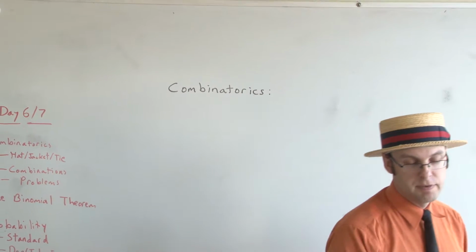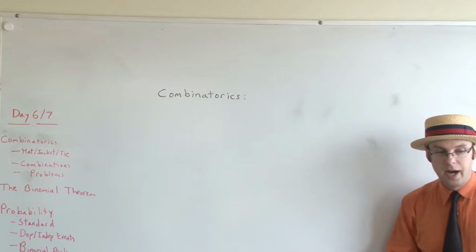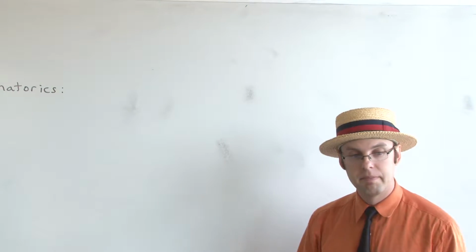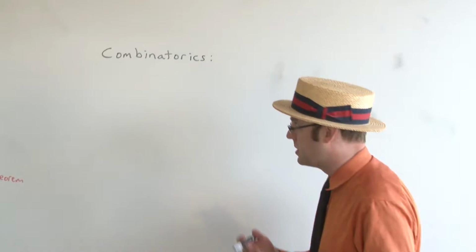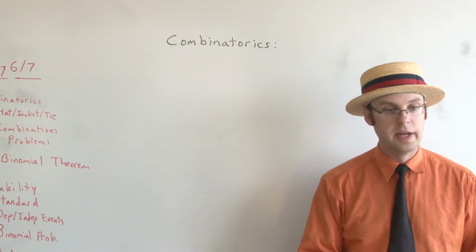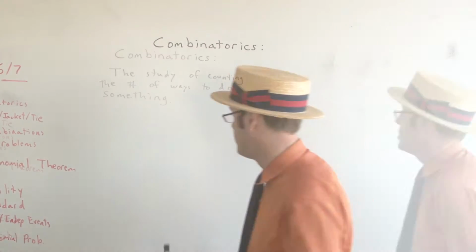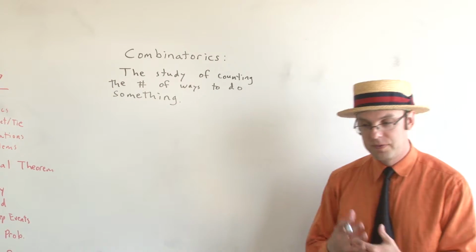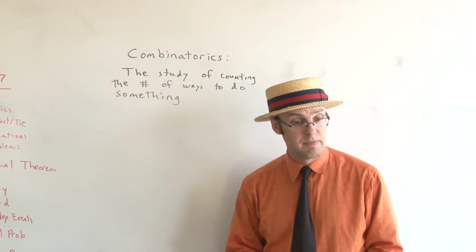Combinatorics is everybody's favorite 13-letter word for how many ways there are to do something, right? It's the study of counting. So just counting the number of ways to do something. You've seen some of the basic forms of this.